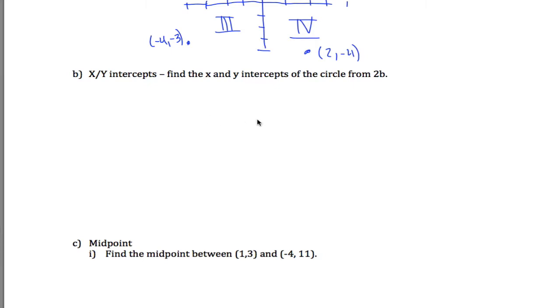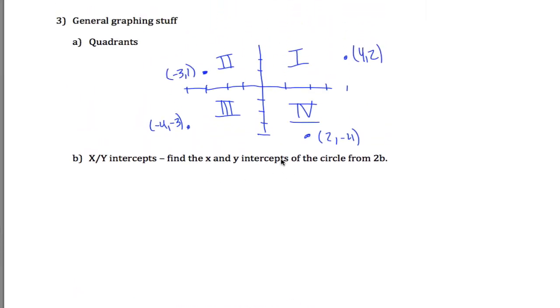X and y intercepts. So there are points that are not in any of these 4 quadrants. Specifically, they're points that end up on your axes. If we end up on this horizontal axis called the x-axis, then we're not in any of these quadrants. That gets a special name. It's called the x-intercept. So if you're on the x-axis, that point is the x-intercept.